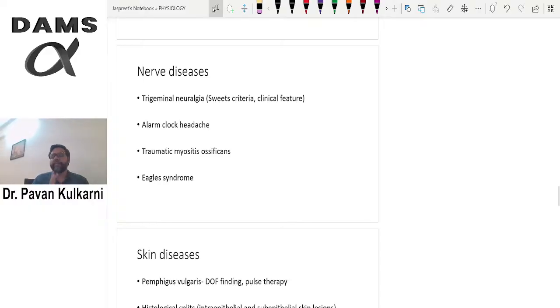Okay, so that is related to mouth opening. All of us know it's related to mouth opening. So we should know that difference also as far as Eagle syndrome versus glossopharyngeal neuralgia is concerned.